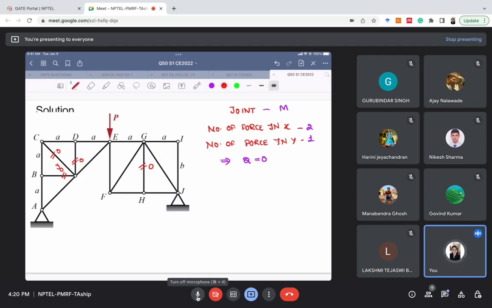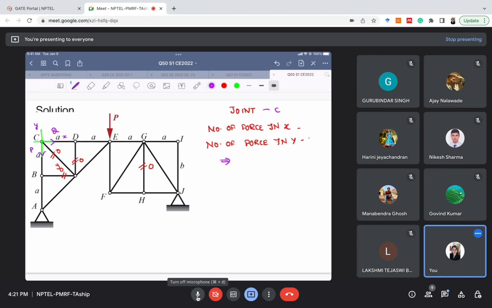Now I'll analyze joint number C. The first step is setting up the coordinate system. Okay, marking the forces. It's P and it's Q. Okay, let's see. So I'm analyzing joint number C. This is X direction, this is Y direction. Number of forces in X direction is what? Can you write in the comment?